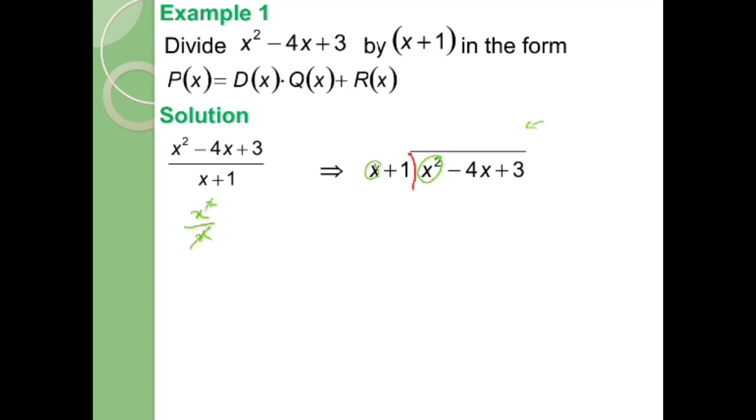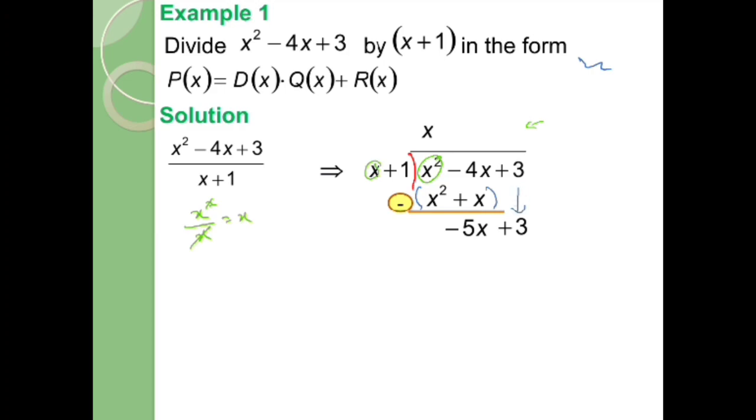When you divide this, x squared divided by x, you just get x. So just write x on top of x squared. And then multiply. x times x plus 1 is just x squared plus x. Write it underneath x squared minus 4x. Okay, and then please write a big bracket there, because this minus sign is for all of the terms. So x squared minus x squared is 0. Negative 4x minus x, you will get negative 5x. So what's left is plus 3.